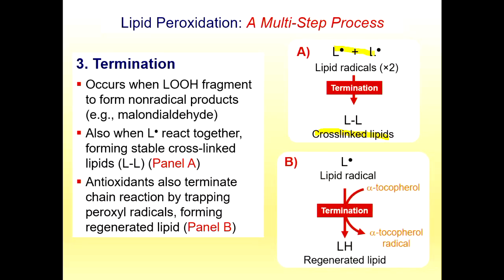But another really important way of terminating lipid peroxidation is for an antioxidant such as alpha tocopherol, that's vitamin E. Vitamin E is very good at blocking lipid peroxidation, and so it donates a hydrogen to the lipid radical to regenerate that intact non-oxidised lipid.